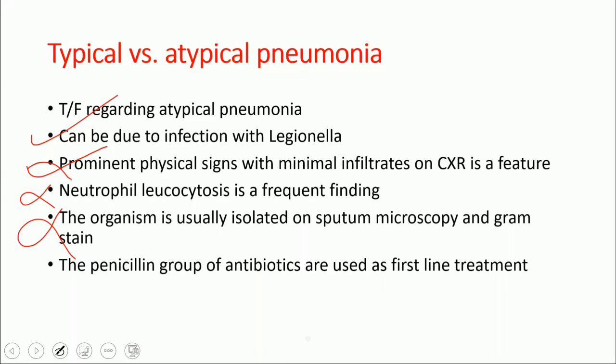Right, which may come to your question. Just give me a second. Then, penicillin group of antibiotics are not used as first-line treatment. For atypical pneumonia, we use things like doxycycline, clarithromycin, to cover these organisms.